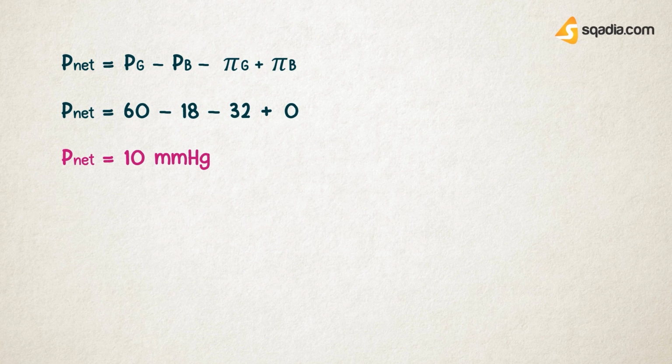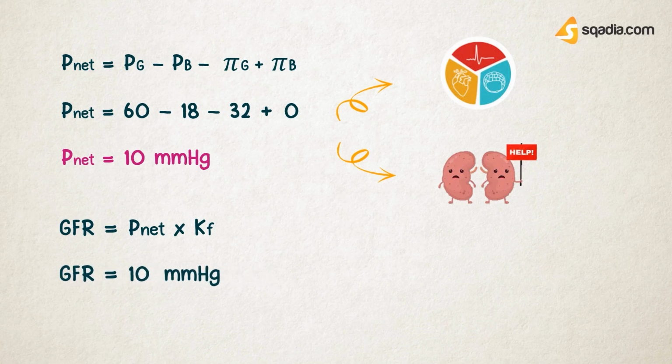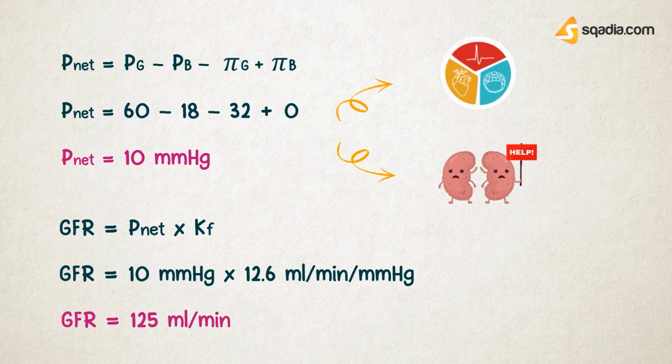Also, it's important to note that some of these pressure values may change in different physiological conditions, whereas others are altered in pathological conditions. So this net filtration pressure determines the driving force for the fluid movement from the glomerular capillary into the Bowman space. Now, as the GFR is a product of the net filtration pressure and the filtration coefficient, and a reasonable filtration coefficient for two kidneys in a normal 70 kg individual is around 12.6 ml per minute per millimeter of mercury, a GFR of 125 ml per minute will be produced.